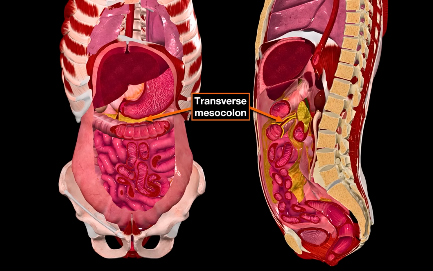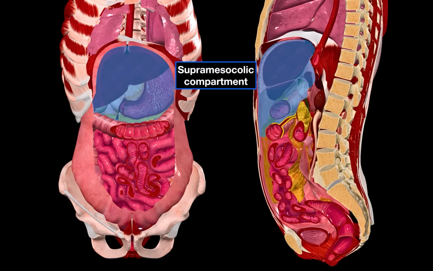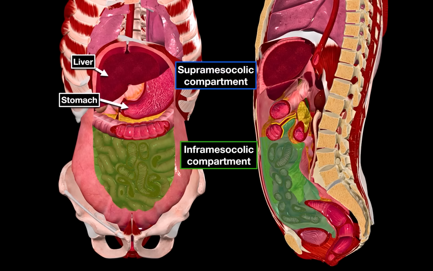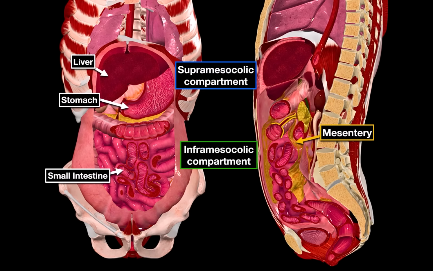Remember the transverse mesocolon, the fold that holds the transverse colon? This structure acts like a horizontal shelf, and it divides the peritoneal cavity into two compartments. Everything above the shelf is called the supramesocolic compartment. Everything below is called the inframesocolic compartment. Above the transverse mesocolon, you have the liver, stomach, and spleen, along with all the spaces around them. Below, you have the small bowel, the mesentery, and the associated spaces we will talk about.